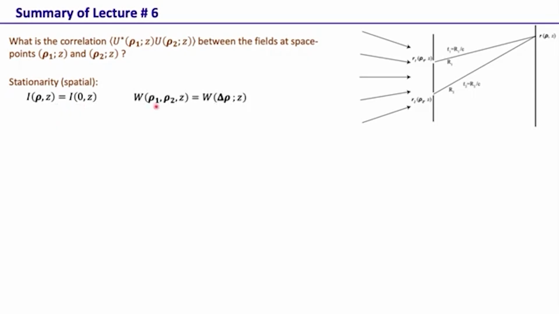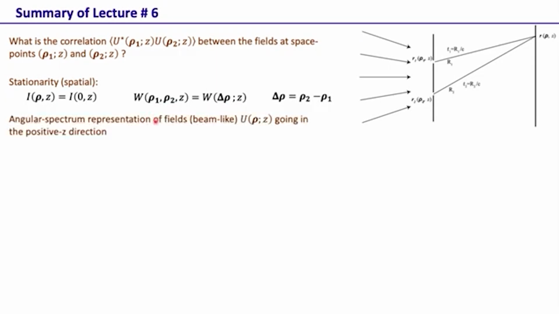And for the correlation function, we saw that the wide sense stationarity constraint translates to the fact that the cross-spectral density function, the correlation function, depends on the spatial coordinates only through their difference. So this W function, the correlation function, has to have a dependence on the space coordinate only through the difference delta rho. We then also looked at the angular spectrum representation of fields going in the positive z direction.